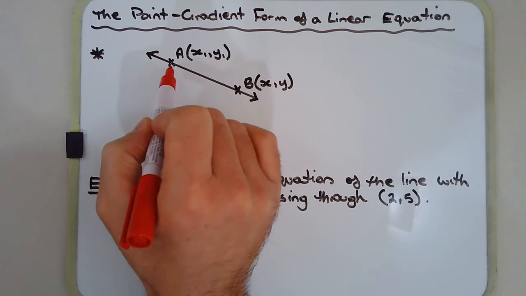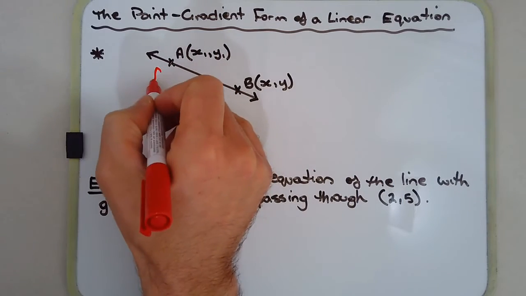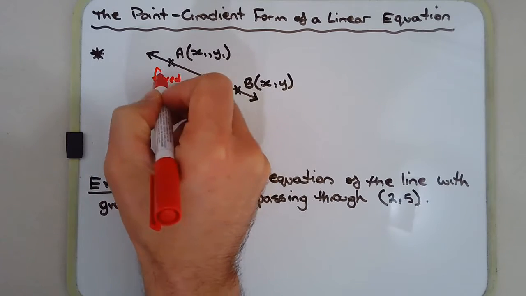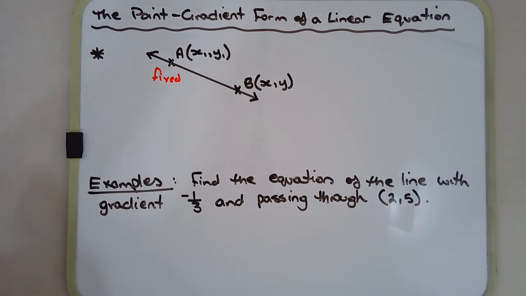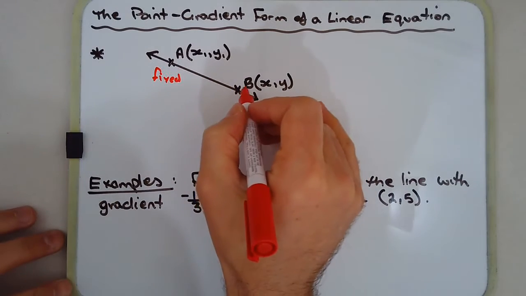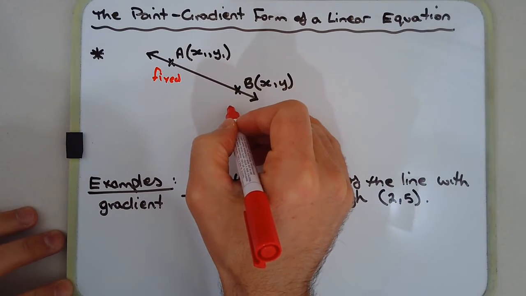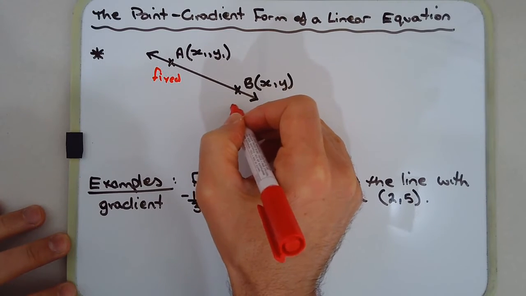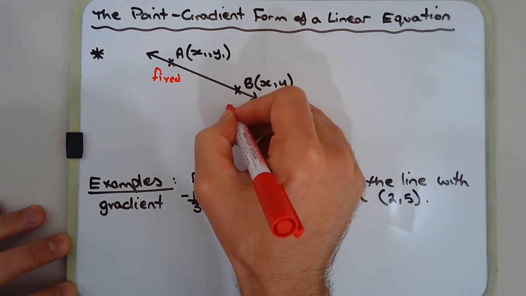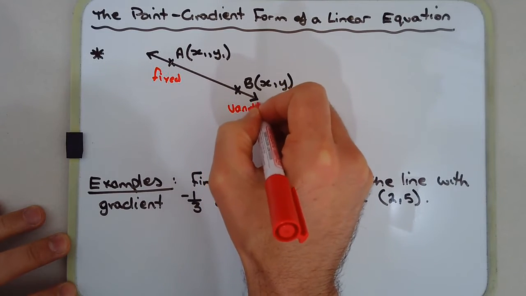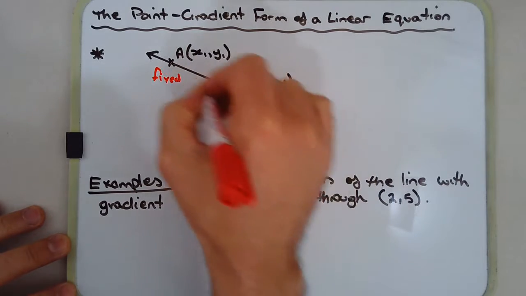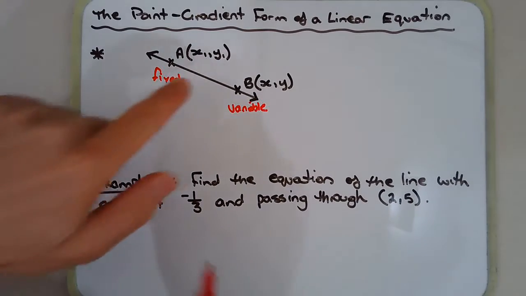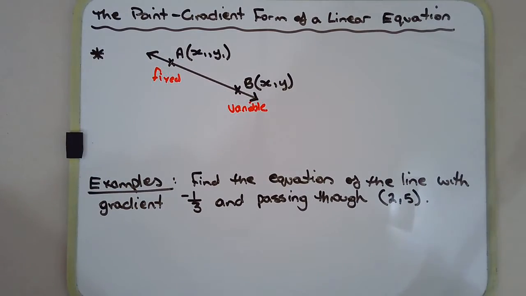So think of A as some fixed point, so it can't move. Think of point B as a moving or floating point, or just as a point that's variable. So it doesn't really matter where point B is. It can be anywhere on the line. What would the gradient of that line be?